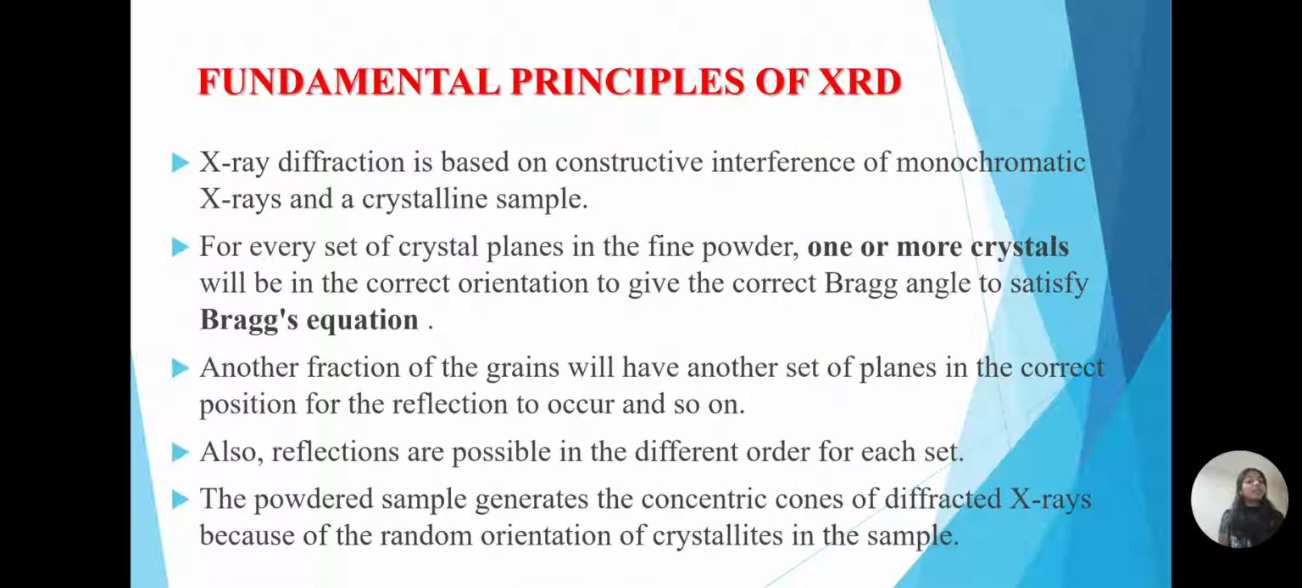The powder sample generates concentric cones of diffracted X-rays. Because of the random orientation of crystallites in the sample, the powdered sample generates concentric cones.